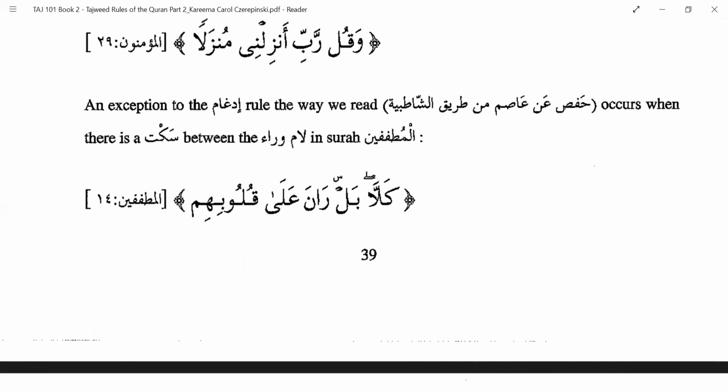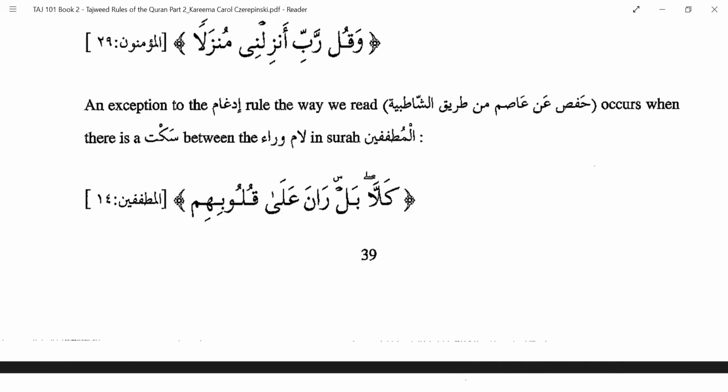Now, there are exceptions to this idgham for Hafs and Asim, when there is a sakta sign between the lam and ra. Like kalla bal. This is Surah Al-Mutaffifin. You will not say kalla barwana. You will stop your breath. In the same breath, you will hold your breath and pause your recitation for some time and then continue in the same breath.